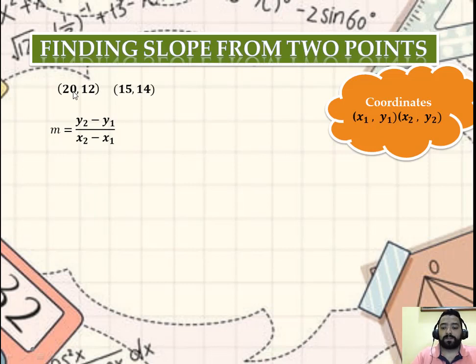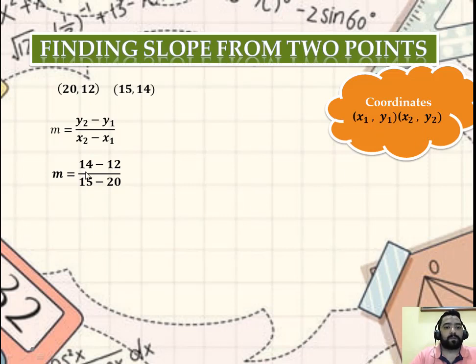Then we are going to substitute in the formula. For example, 14 minus 12, because this one is y2, this one is y1. Then 15 minus 20. Why? Because this one is x2 and this one is x1. Remember to use this one.